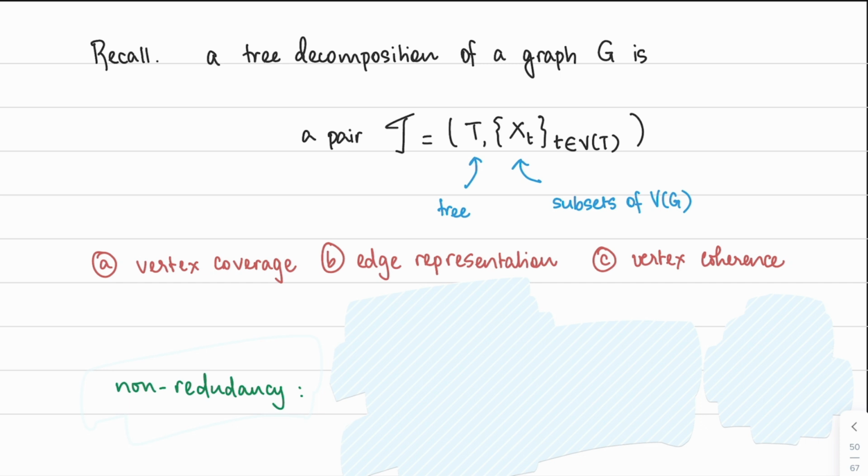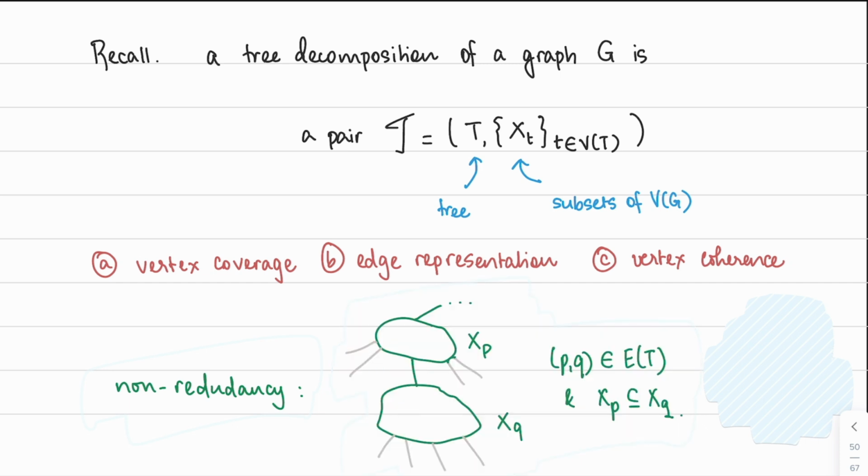Well, what does that mean? So suppose you have an edge PQ in the tree, okay? And let's say that the bag associated with P is a subset of the bag associated with Q. So XP is a subset of XQ. In this case, you might intuitively sense that XP is a redundant bag. It's just extra, we don't really need it. And if you do have that intuition, you would be absolutely right.